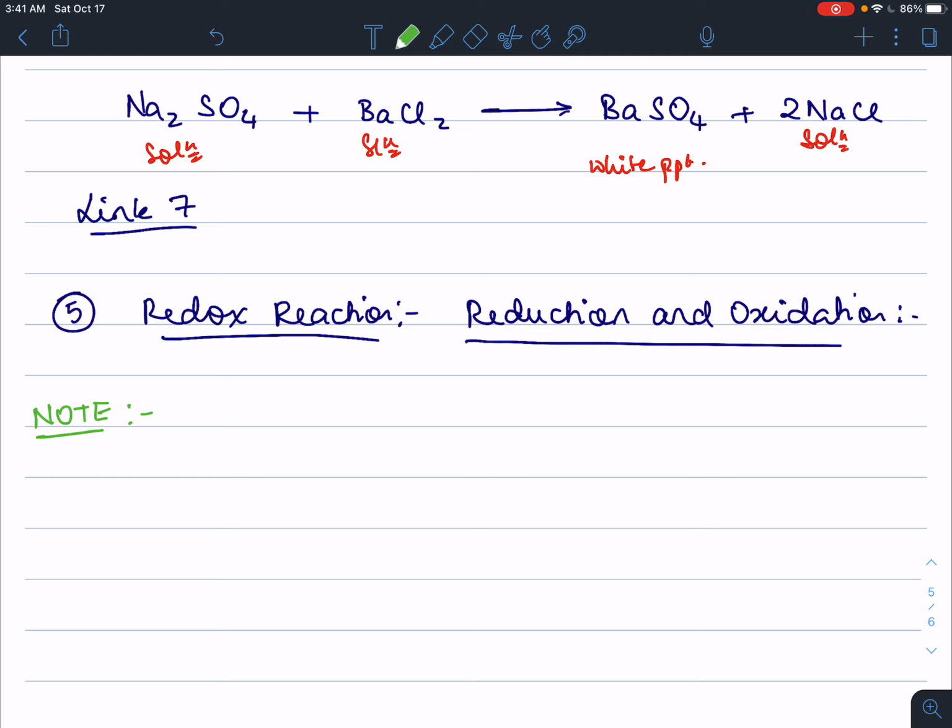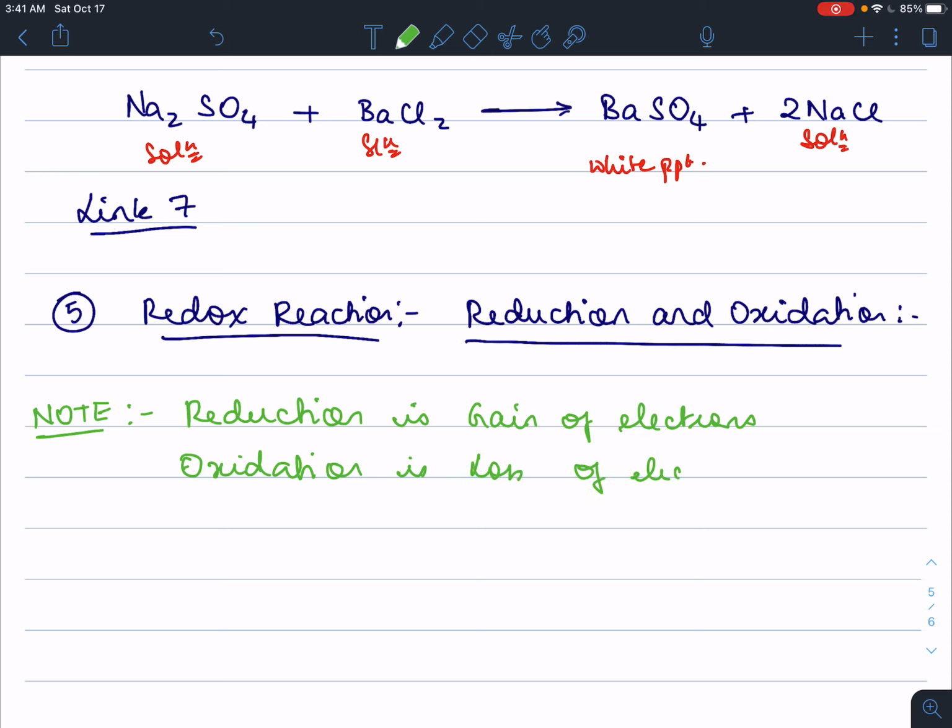Earlier, we used to say reduction is loss of oxygen and oxidation is gain of oxygen. But today, we say reduction is gain of electrons and oxidation is loss of electrons. Now, how do you measure that?